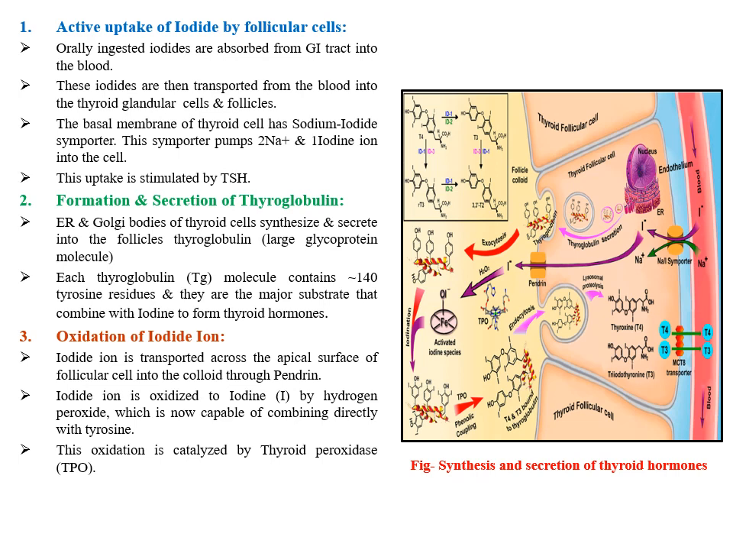So now the third step is the oxidation of iodide ion. This iodide ion cannot get directly bound with the tyrosine residue. First, it has to get oxidized to iodine. So the iodide ions, once they have entered the thyroid follicular cell, will be transported into the colloid through another protein called pendrin.